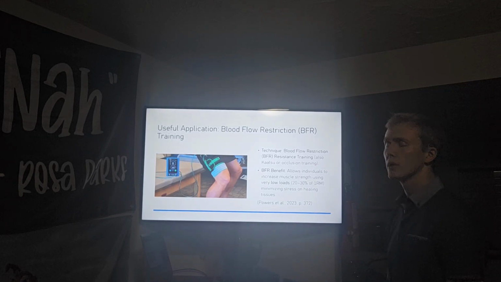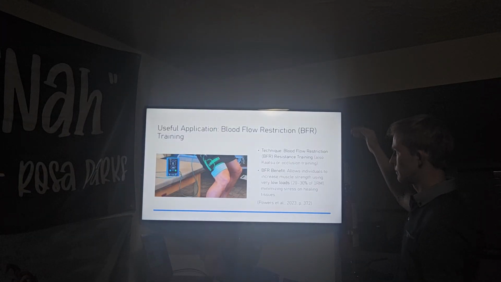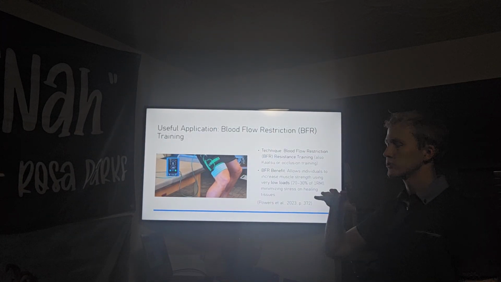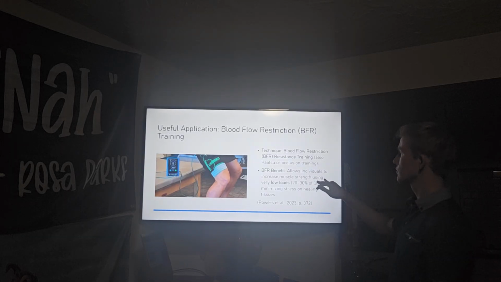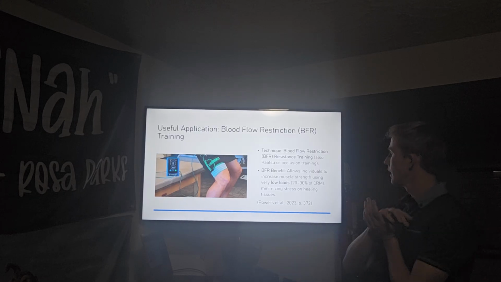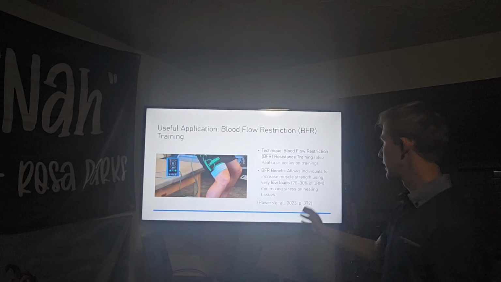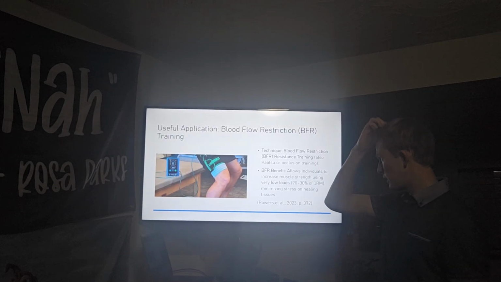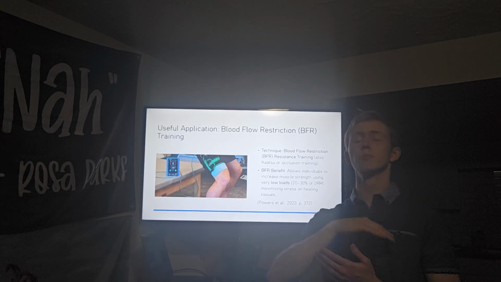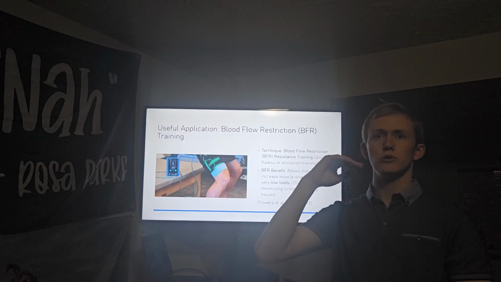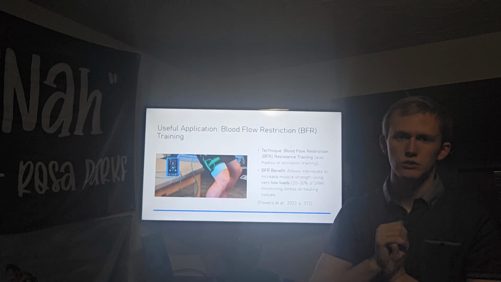So, some useful application: the blood flow restriction, the BFR training. This is a technique that allows individuals to increase their muscle strength using very low loads, minimizing stress on healing tissues. So the BFR benefit essentially allows you to, instead of trying to lift super heavy loads, do those same things at lower loads, and you have the same results for your muscles.